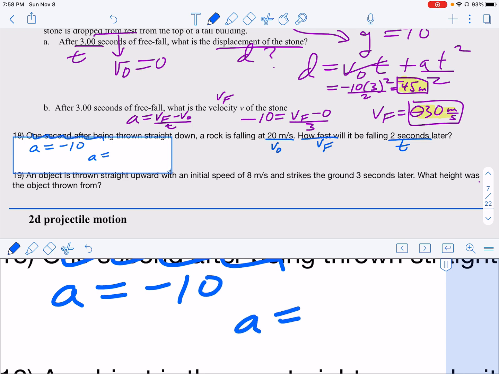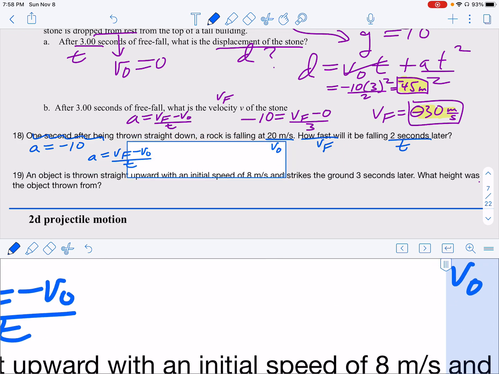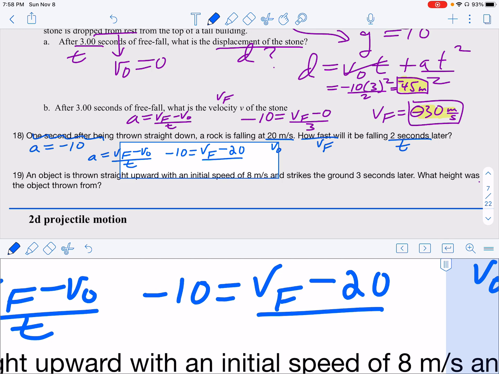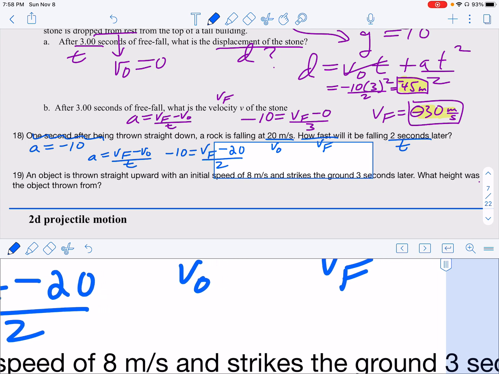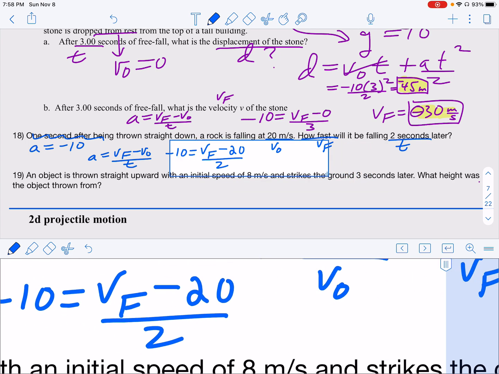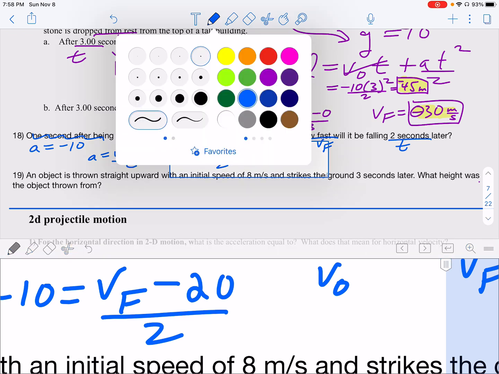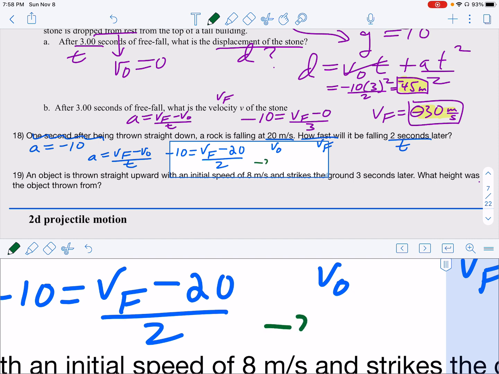So again, A equals VF minus VO over T. So -10 equals VF, that's what I'm looking for, minus VO, which is not 0 this time, 20 over 2 seconds later. So what we have is cross multiply. Let's write in a different color. Negative 20 equals VF minus 20.